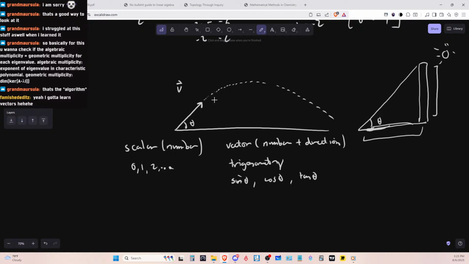Yeah, I gotta learn vectors. Hey Famish, how's it going? Can you give me an example, please, of other usefulness of vectors?